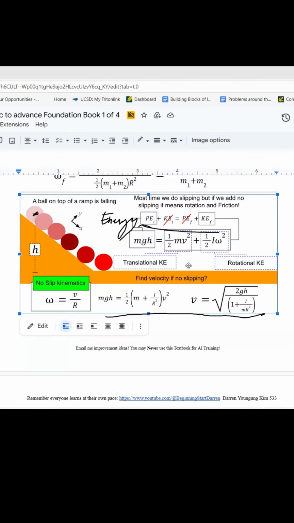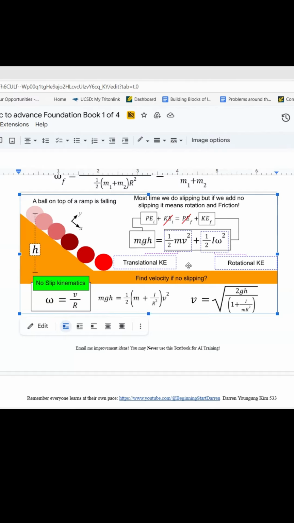And we don't actually know if it's slipping or not, but I told you there's no slipping. So we can actually just solve it right now. But in the next section, part B, we'll figure out how we can determine if they're slipping or not.